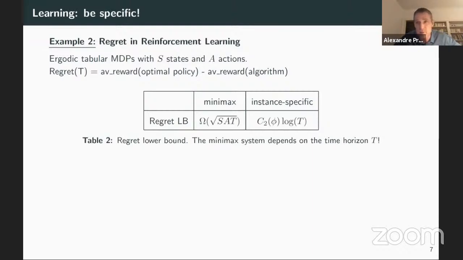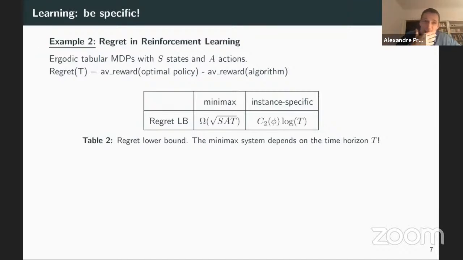This is what Professor Wong talks about in her talk on the first day of the workshop. Here you consider an ergodic tabular Markov decision process with S states and A actions. Initially you don't know the transition probabilities and you don't know the reward function. And you have an algorithm that is learning this and trying to do as well as possible.